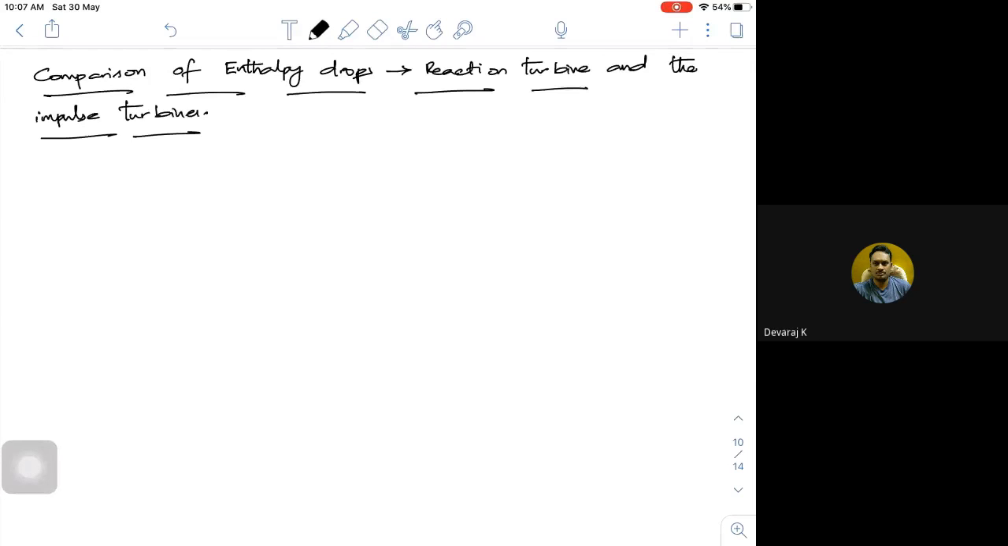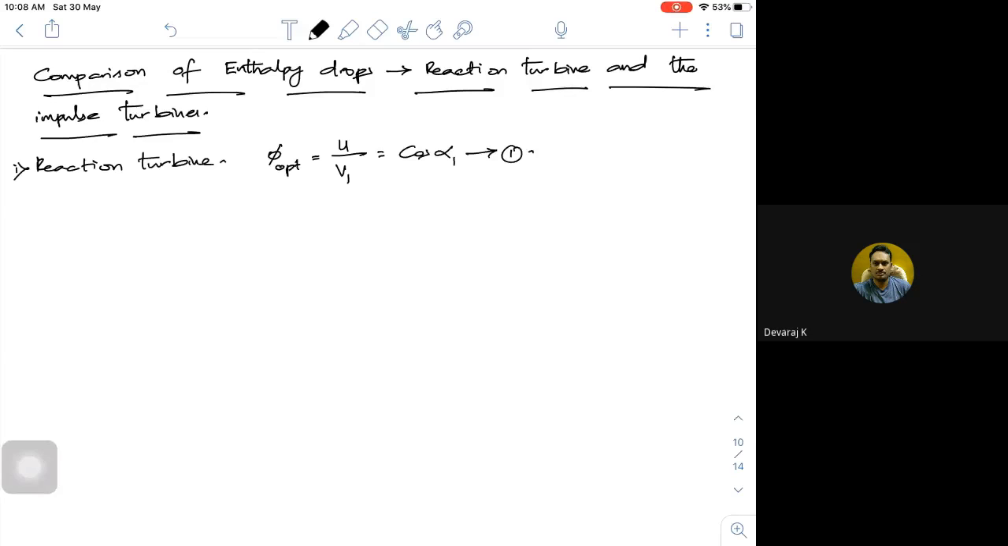See, if I take a reaction turbine, the first case, we know that the optimum speed ratio is given by U by V1, which we derived as cos alpha 1. Fine. This was the expression.